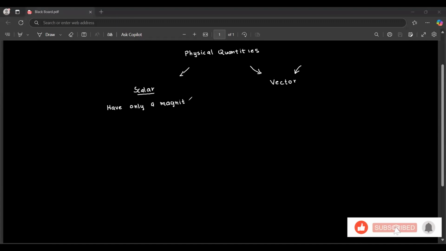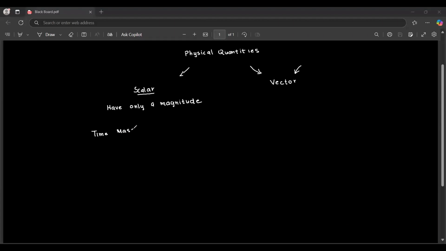What is meant by a magnitude? They have a value. For example, time, mass, distance, speed. These are called scalar quantities. You can't set a direction to time. You can't set a direction to mass. And for distance, we can't fix a direction, especially for speed.